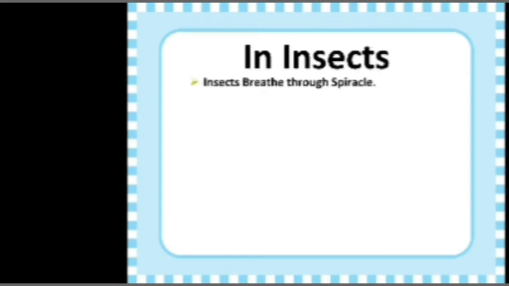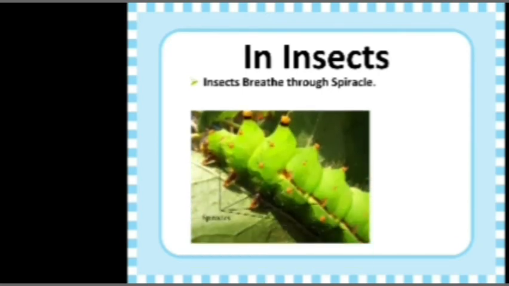In insects, the insects breathe through special organs called spiracles. They are tiny pores on the body. These spiracles lead to air tubes which form a fine network in the body tissue. Oxygen enters the air tubes through the spiracles and then reaches directly to the body tissues. Thus, in insects, oxygen is not carried by blood. It reaches directly to the tissues.